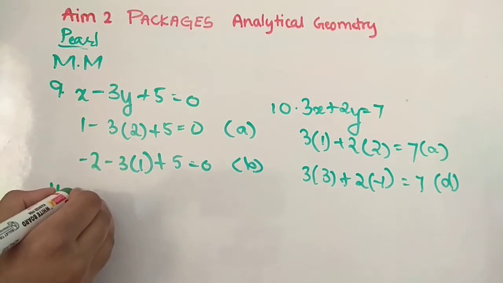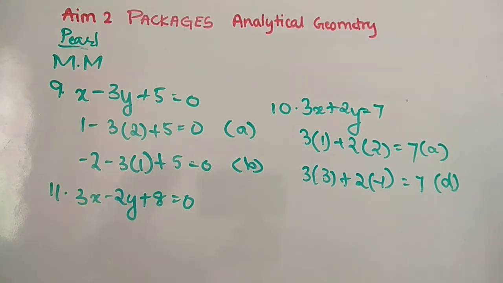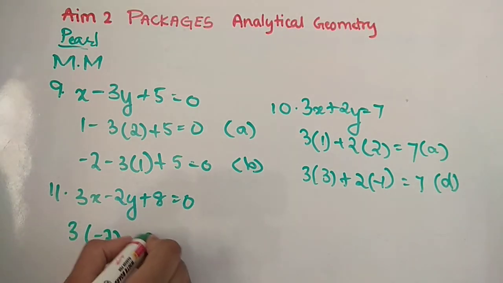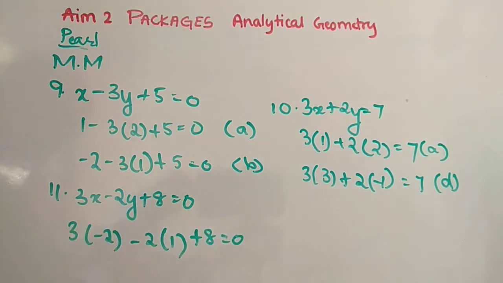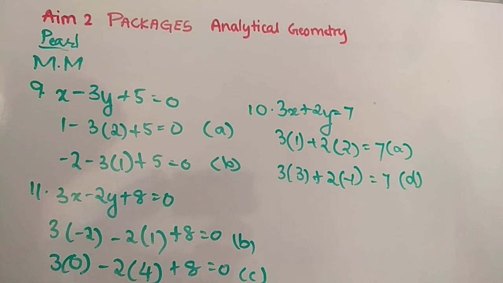Now 11th one, 3x minus 2y plus 8 is equal to 0. So this one we will see with B option, 3 into minus 2 minus 2 into 1 plus 8 is equal to 0. This is option B. Next one we will take as 3 into 0 minus 2 into 4 plus 8 is equal to 0. So that is C, right? I think you are not able to see. Yeah, now it is C.